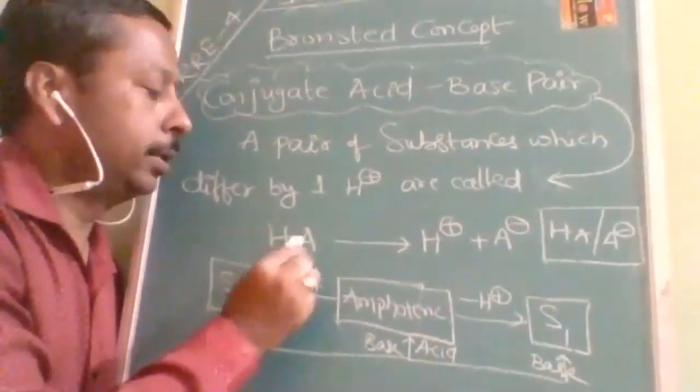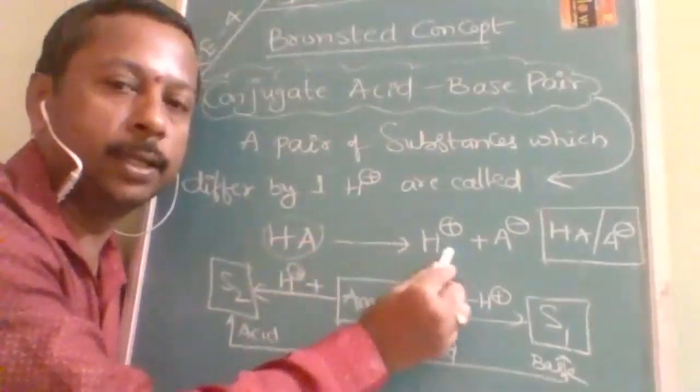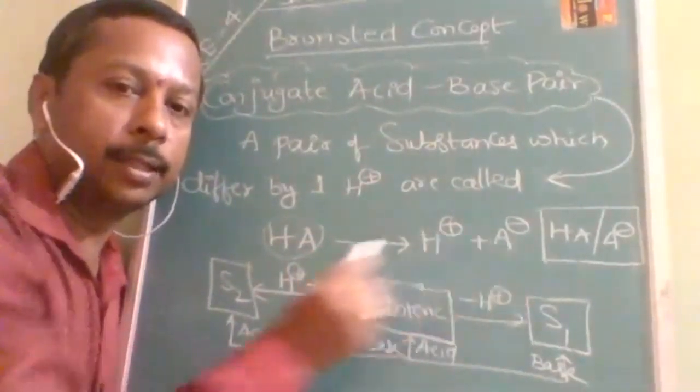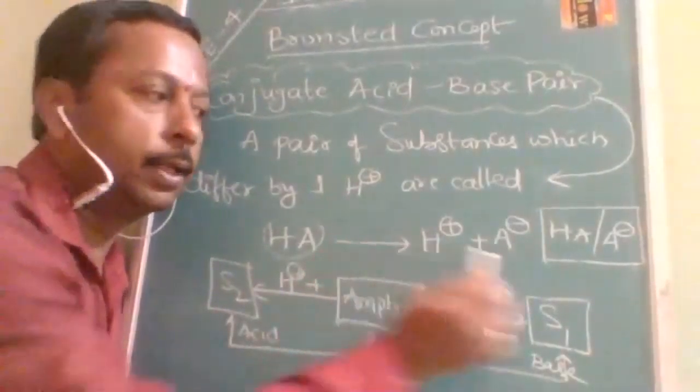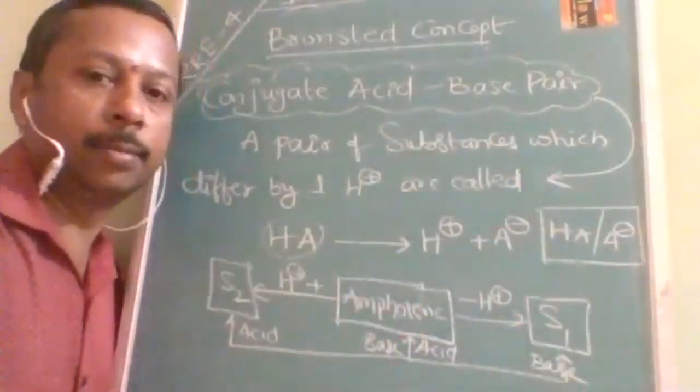Let us take an acid HA. As it is an acid, it will lose H plus and be left with A minus. So this A minus and this HA differ by one H plus. Then that pair of HA and A minus is called a conjugate acid-base pair.